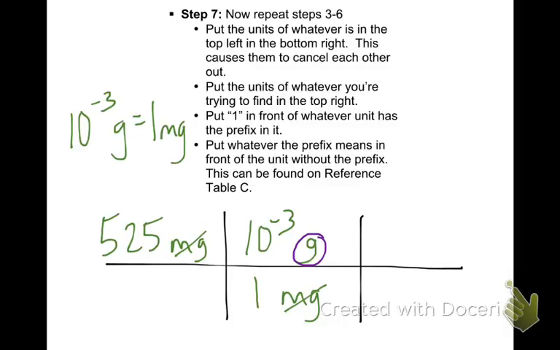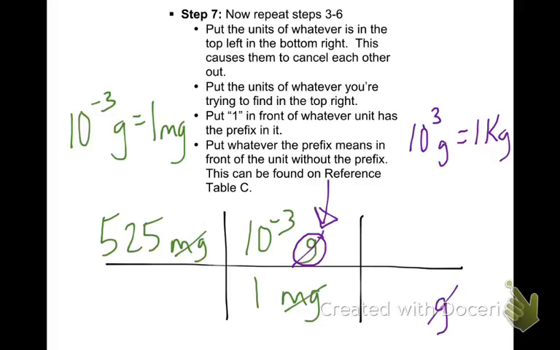So I just am going to rewrite our kilogram conversion factor. So 10 to the third grams equals 1 kilogram. So we're going to take our unit that is up top here, which happens to be our base unit, it is our grams. We're going to place that unit down in the bottom right. So now we can cancel them out.